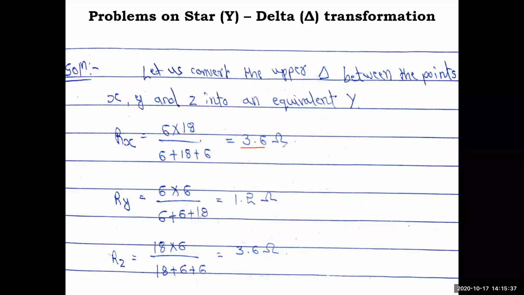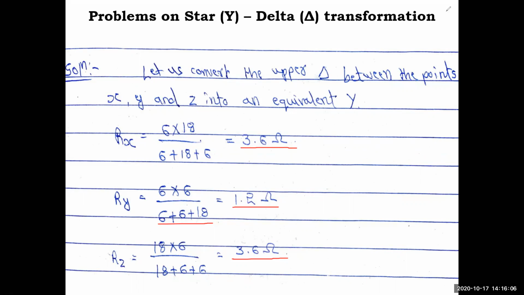Simply don't copy this. Perform that. Then Ry is equal to 6 and 6 in between, so 6 into 6 by the total resistance, 6 plus 6 plus 18. The denominator will not change, only the numerator changes a little. By calculating, you get 1.2 ohm. The third one is the same as the first, 18 into 6, so you get the same answer. Now you have the new Y resistor values.